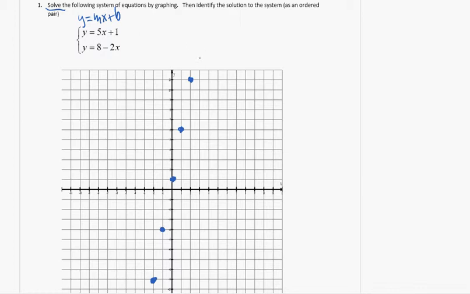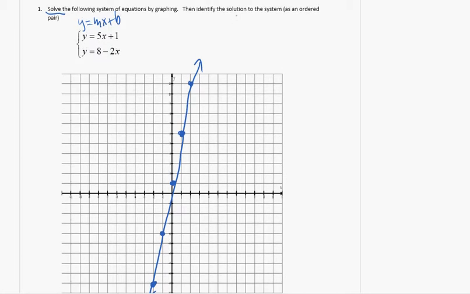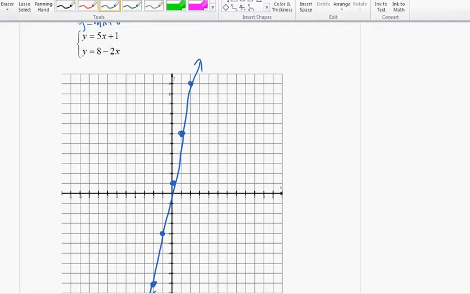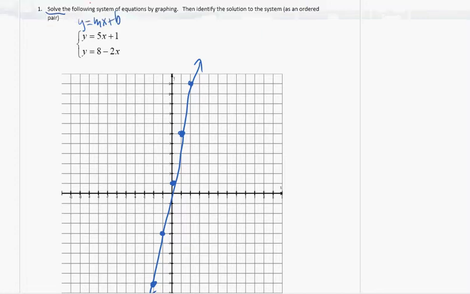I will graph this line in blue, and it looks like that. And remember, every point on that line, including the ones that I darkened in, makes the top equation true. Unfortunately, the point I used, 4, 21, doesn't show up on this graph, but if we could see a little bit higher on the graph, 4, 21 would be a point on that line. All right, well, I'll do the second line in red, how about?